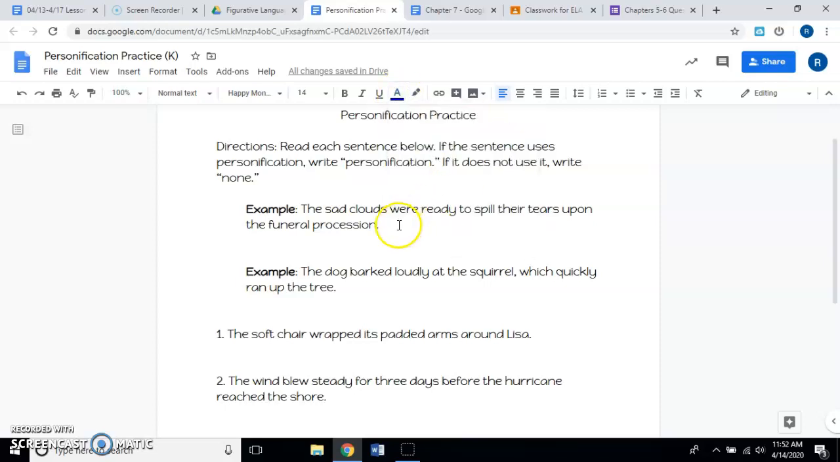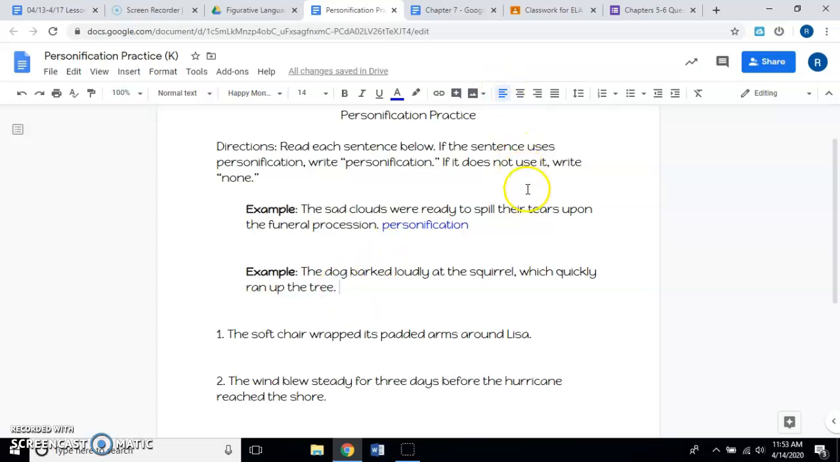Okay, so our first example: the sad clouds were ready to spill their tears upon the funeral procession. First thing I see is sad. That is a human emotion. Clouds are not human. They're not an animal, so clouds cannot feel. And also clouds do not have tears, right? That's another human thing. So I would definitely say that this is personification.